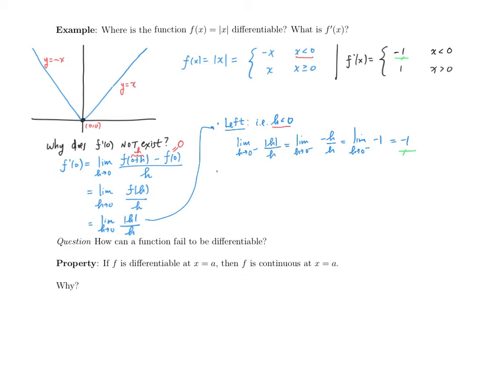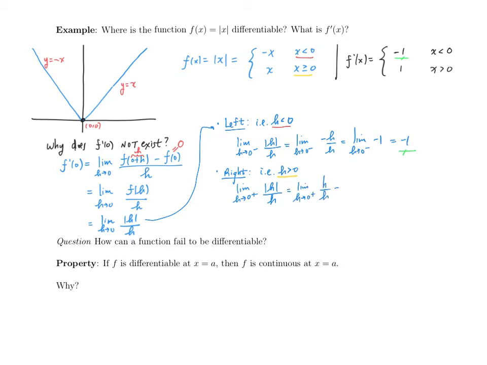So let's think about the right-hand limit. If we take the limit as we approach 0 from the right, we're thinking our h value would be positive. So in that case, the limit as h approaches 0 from the right of the absolute value of h over h. If h is positive, the absolute value of h is itself, h.